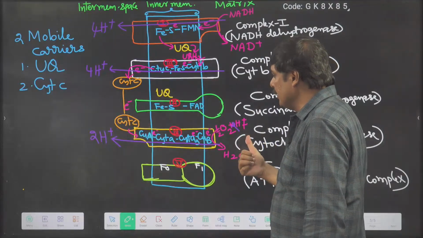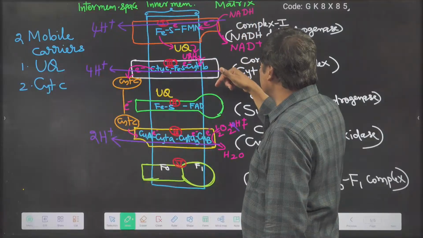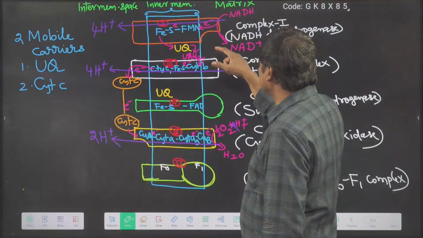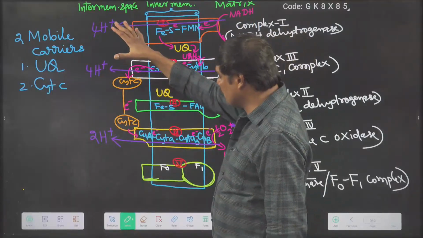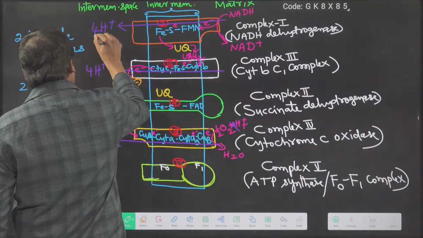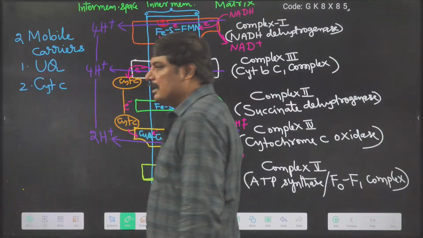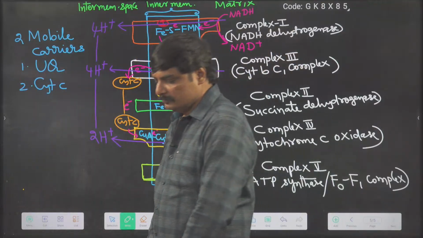So finally, for each NADH oxidized, totally 10 protons are accumulated in the intermembrane space.